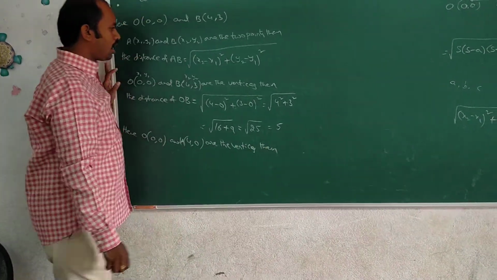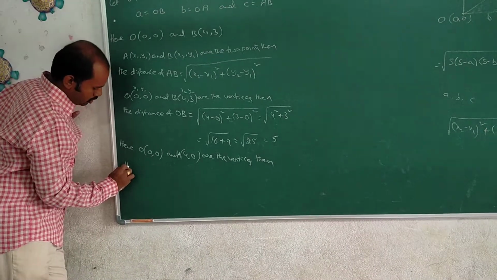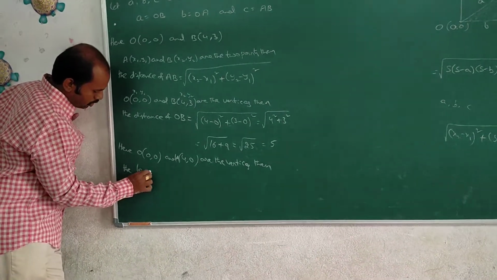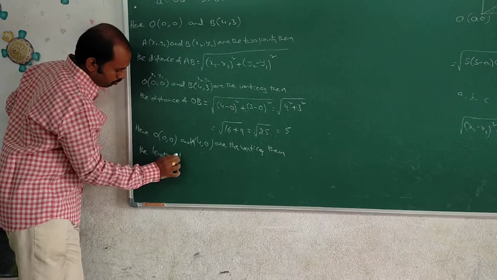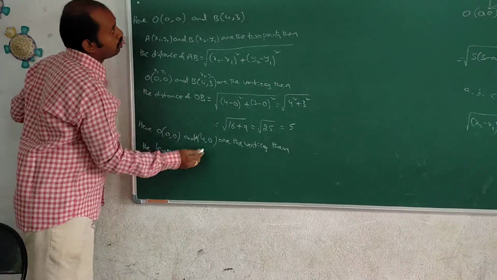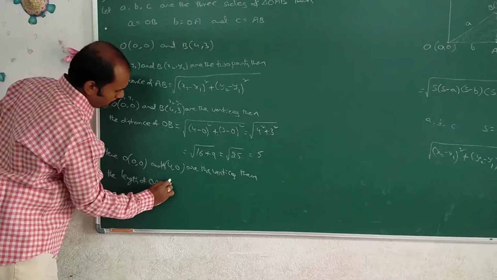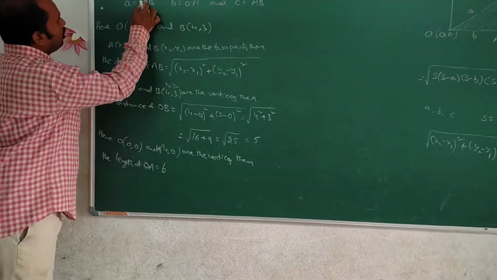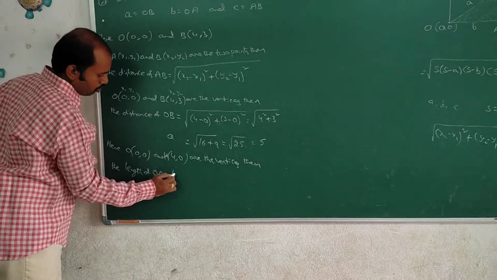Then the distance or length, anyone you write. Then the length of OA. OA means how much here? OA means B. Here OB means A. So here write A. OA means B.